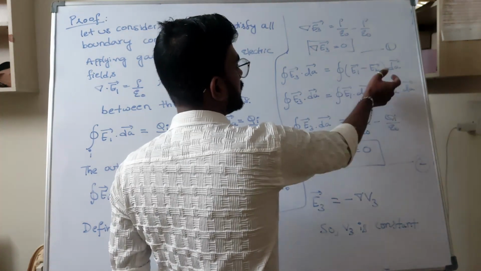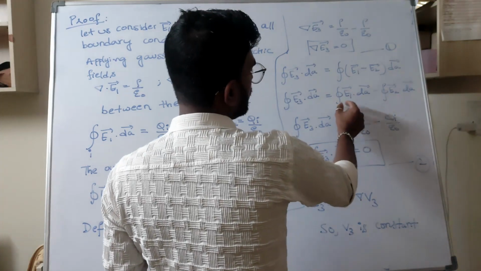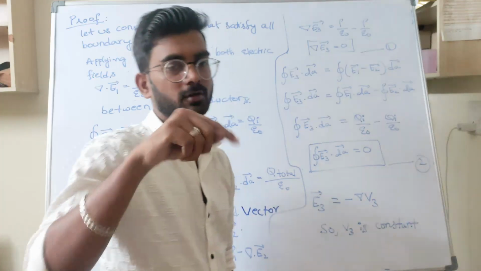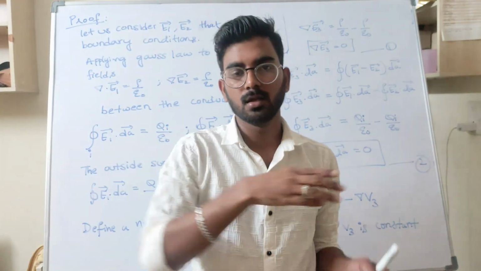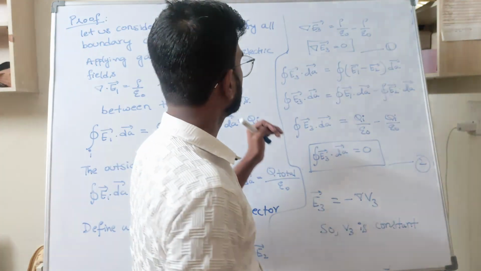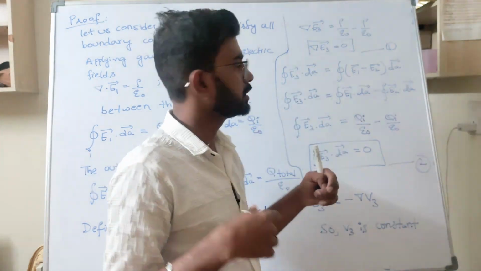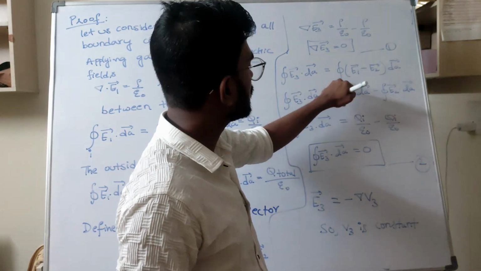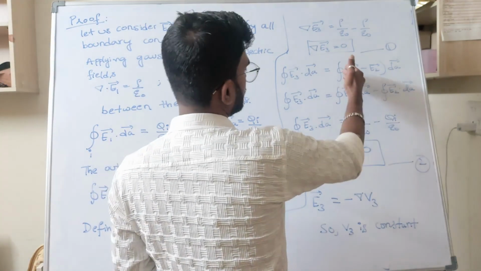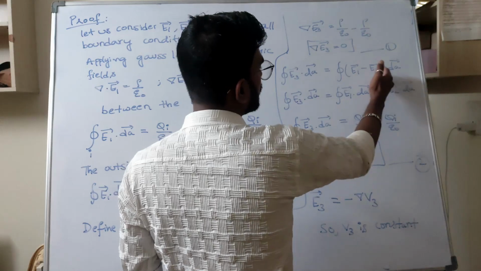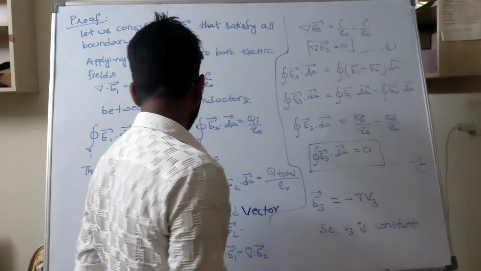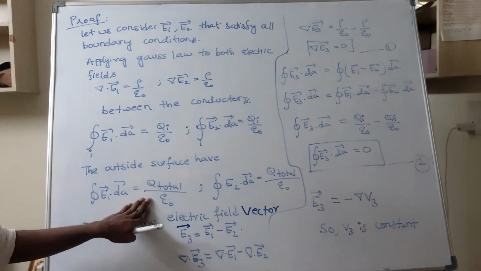I am integrating separately. The closed surface integral, the circle represents a closed region, with no way for charges to go outside. The closed integral of E3 bar dot dA bar equals the closed integral of E1 bar dot dA bar minus the closed integral of E2 bar dot dA bar. Now the closed integral of E1 bar dot dA bar is Q total by epsilon.